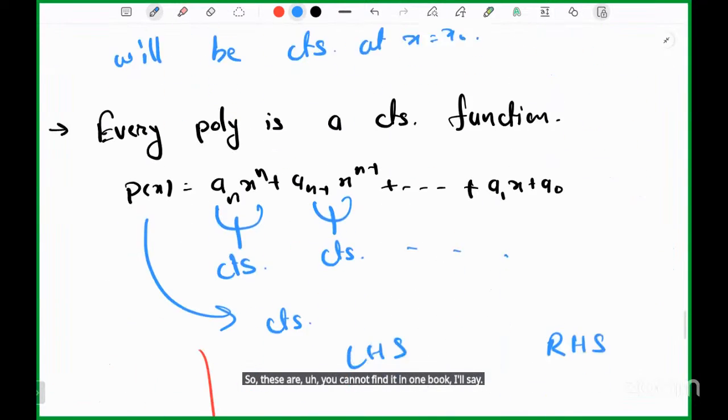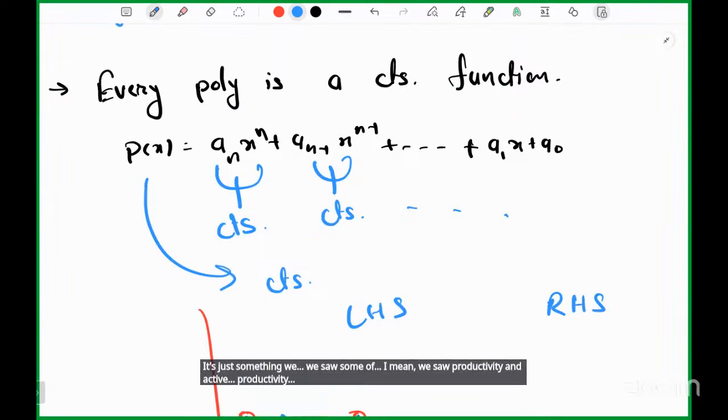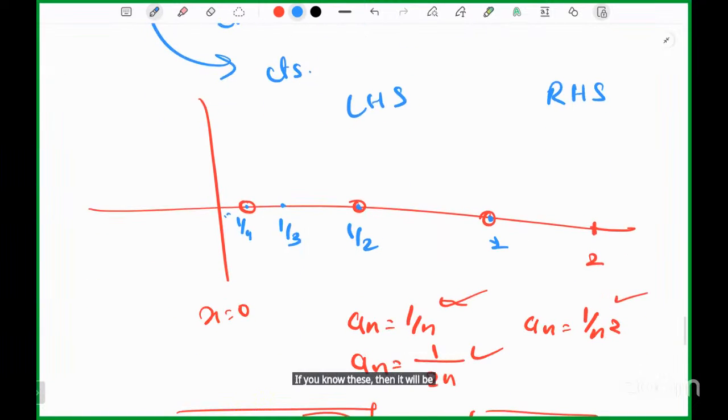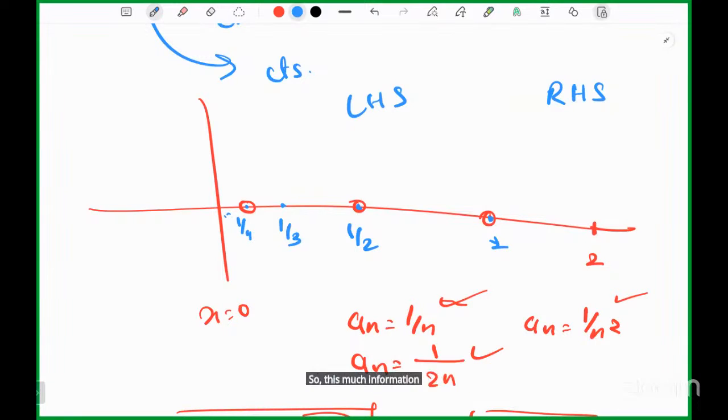We solved some practice assignment and activity questions. Based on that, I thought you should know these remarks. If you know these, it will be easier to understand that question and also write it down. So I have taken the remarks from the activity only, for whatever questions you have to solve. This much information you should know. Got it. Thank you.